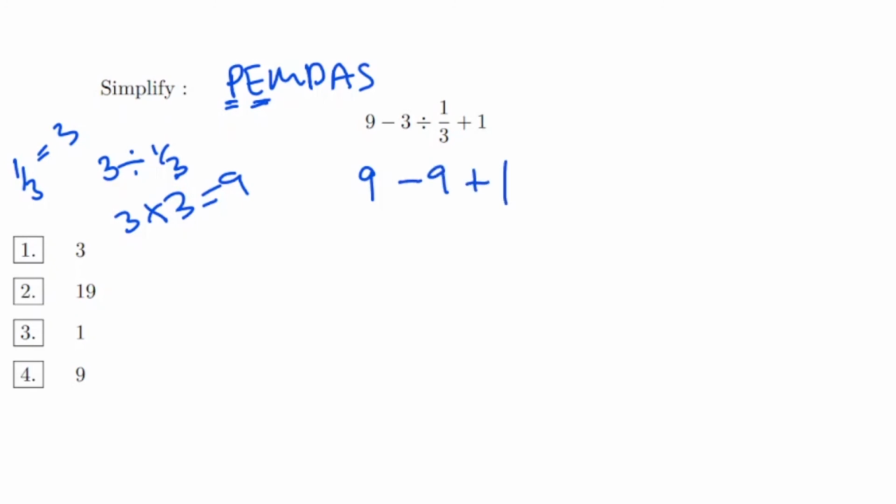Okay, so now we don't have multiplication or division. We just move on to doing subtraction and addition, doing whichever one comes on the left first. So what comes on the left first is 9 minus 9. 9 minus 9 is 0, plus 1. And 0 plus 1 is just 1, because any number plus 0 is just that number. So this is the correct answer.